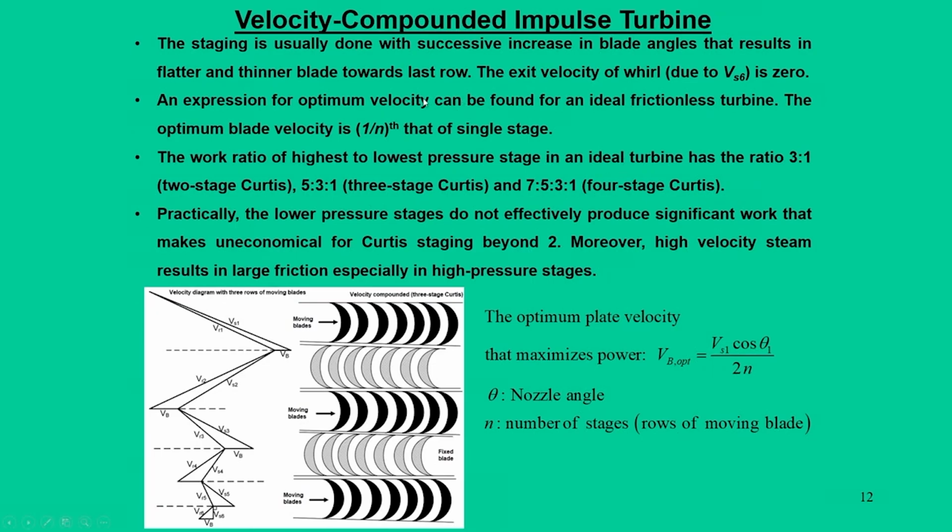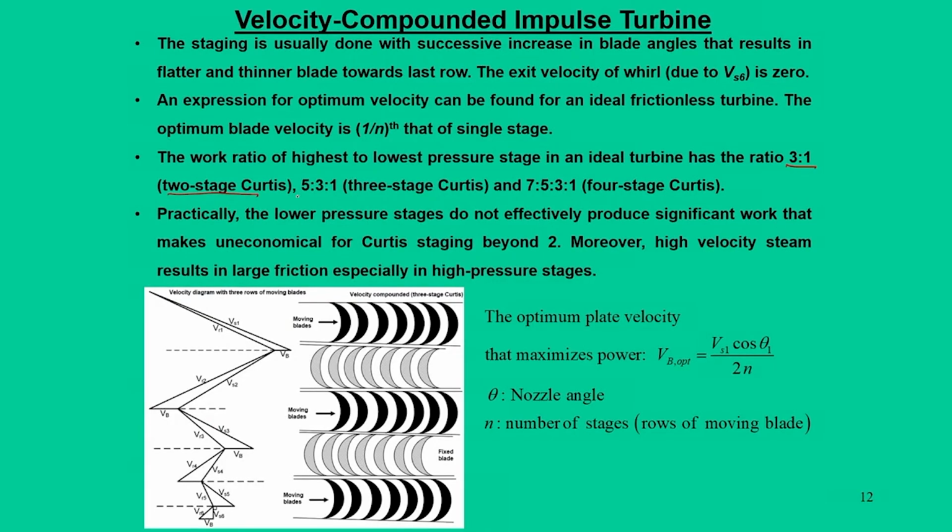And the other advantage, maybe a geometrical advantage, that we get is like this. When you do the staging with successive increase in the blade angles, that results in flatter and thinner blades. That means, when we go towards the last row of blades, it becomes thinner, because there is no significant stream velocity which is available at that end. So, that gives an advantage. We can say that the exit velocity we can bring down to close to 0 for ideal power generation systems, and through these stagings we can extract the same power with relatively less blade velocity.